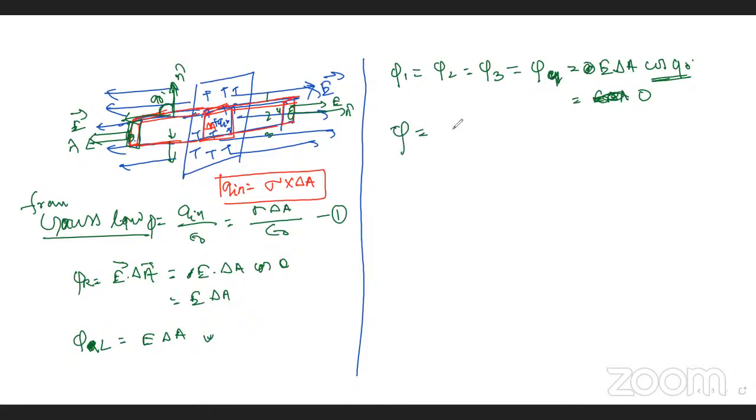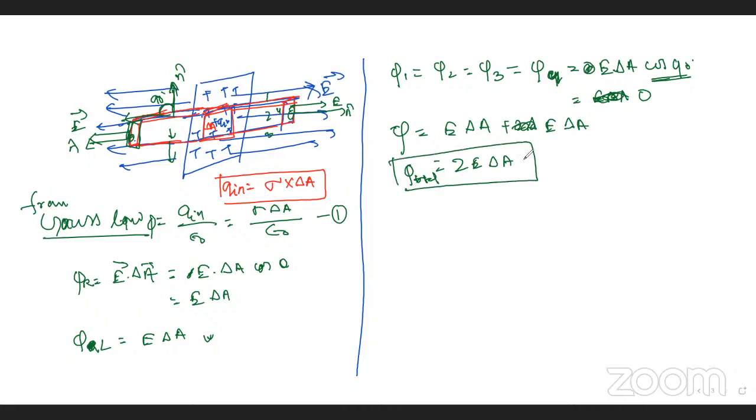The flux means only this one, phi right and phi left. That means EdA plus EdA, that means 2 times EdA. This is the total flux. And also from Gauss law, what is the total flux? This one is equation 1, and this is equation 2.